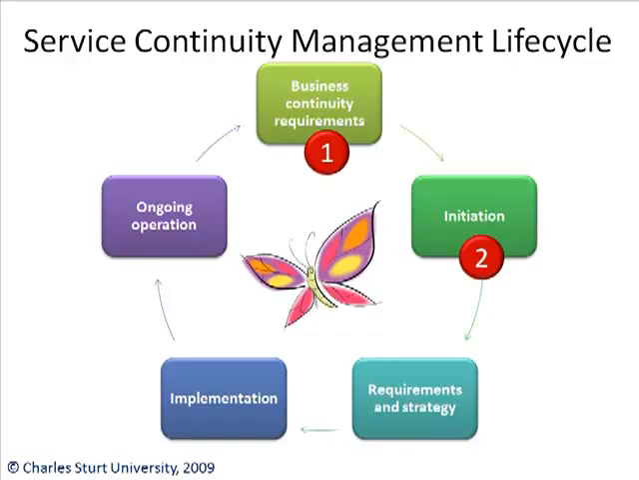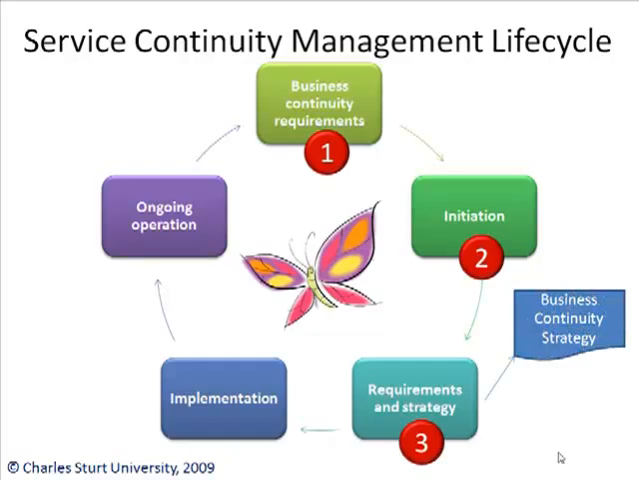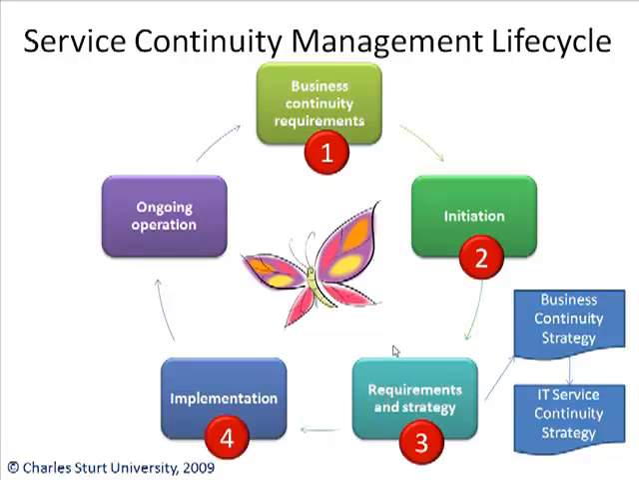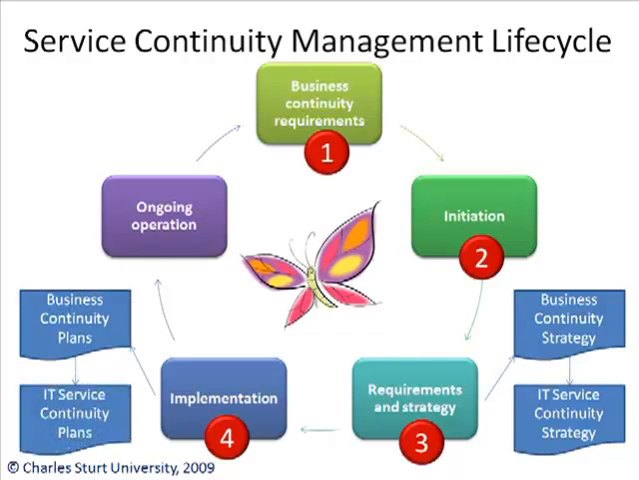So we can create a project management environment that will allow us to do business continuity management and IT service continuity management because we need the resources in place. Then step number 3 is requirements and strategy. That's where we start to map out our business continuity strategy and our IT service continuity strategy being derived from that. Step number 4, we go into implementation. And implementation will have a couple of key outputs, the business continuity plans, and again derived from those the IT service continuity plans.